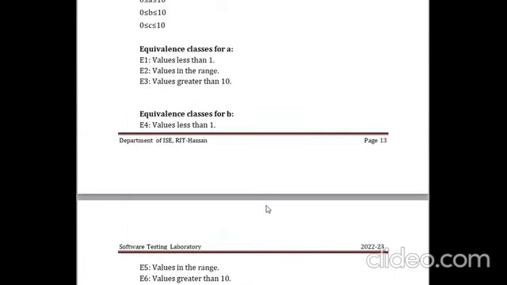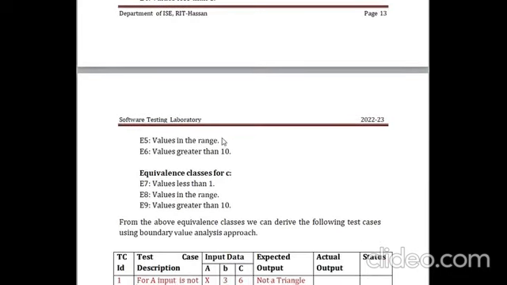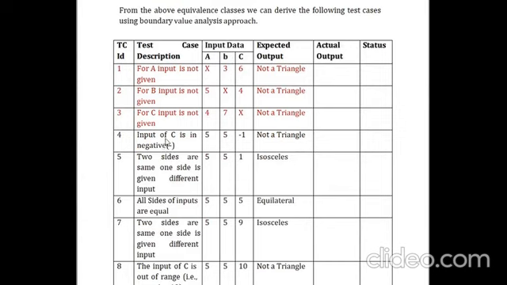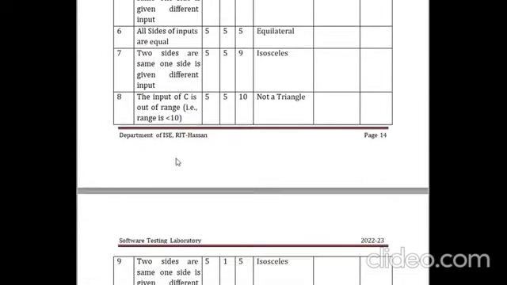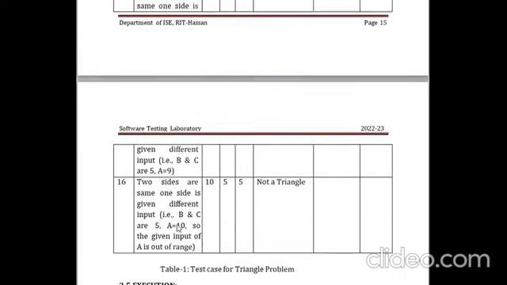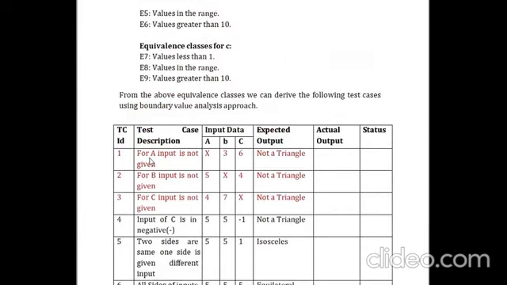Totally, 4n plus 1, which means 13 test cases will be generated here. So the minimum number of test cases here is 13. More than this you can use, 14, 15, 16 up to 20, whatever it is. But the minimum number of test cases for boundary value analysis, according to the formula, is 13. Here we have generated 16 test cases, which is more than 13.